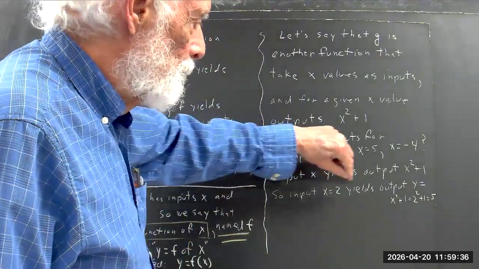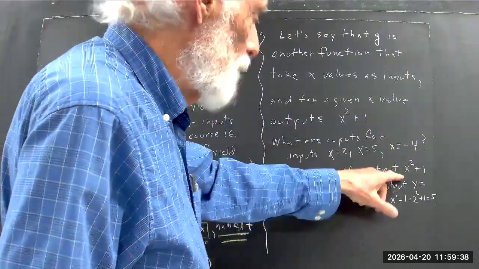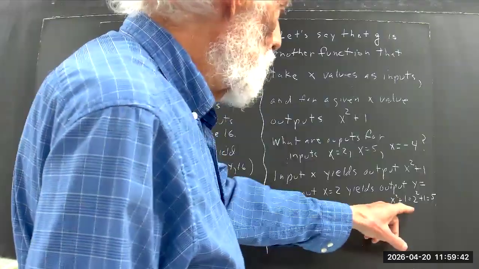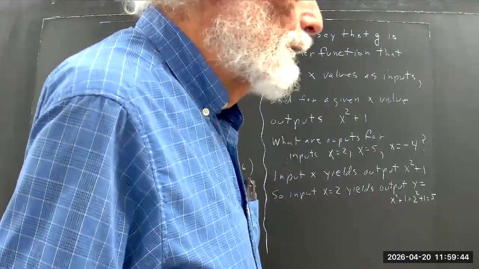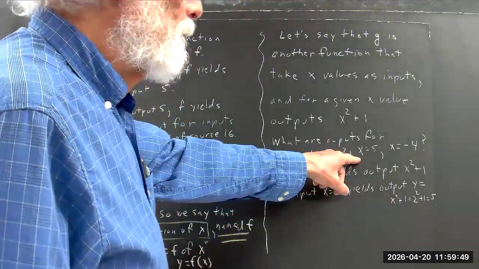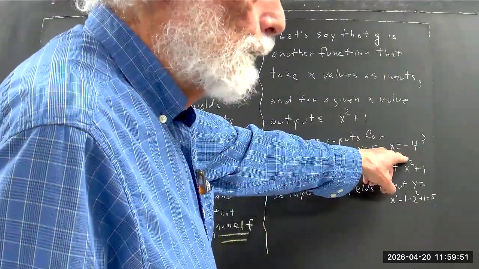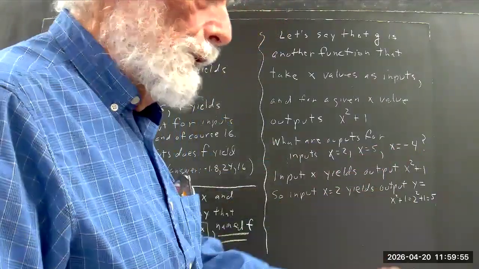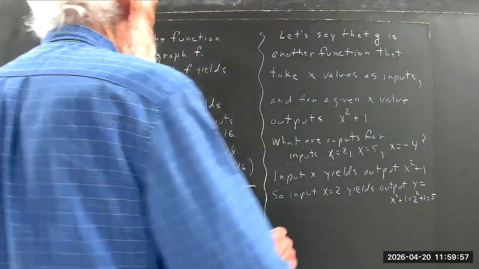Okay, so the input X equals 2 yields output Y equals X squared plus 1. That's what the output's going to be. And if X equals 2, that gives you 2 squared plus 1 equals 5. Then for X equals 5, you get 26, and for X equals negative 4, you get 17. We'll evaluate those in a minute, but I want to get to the notation first.